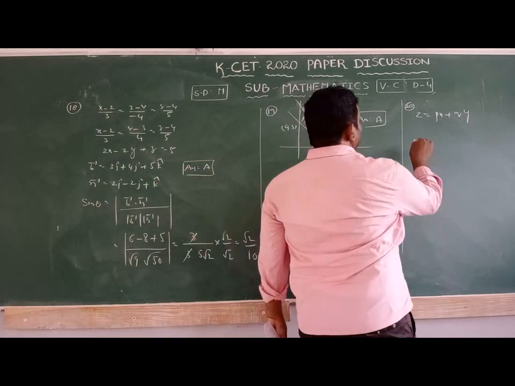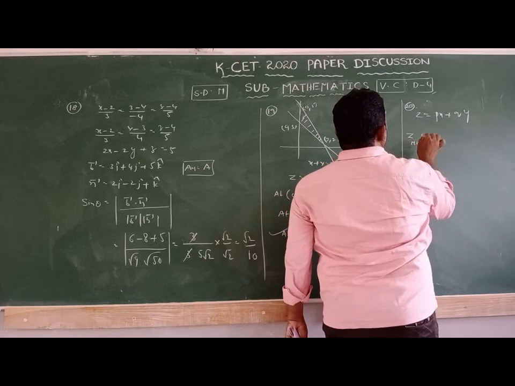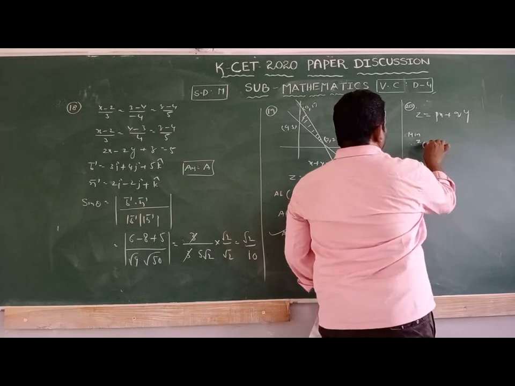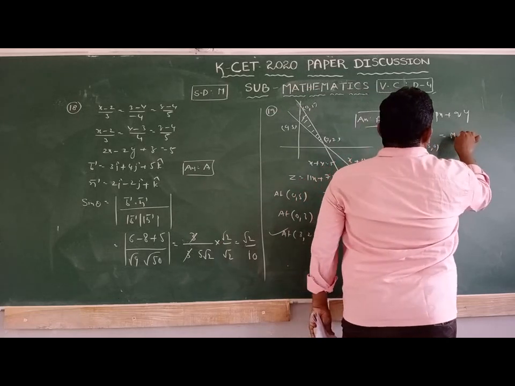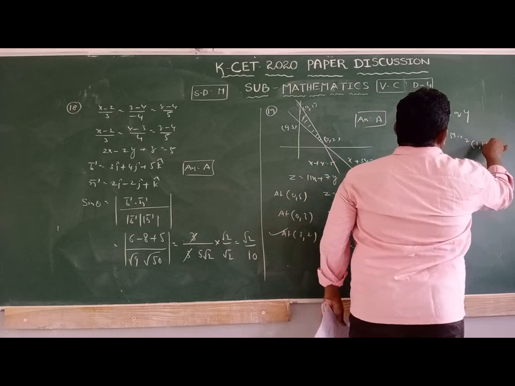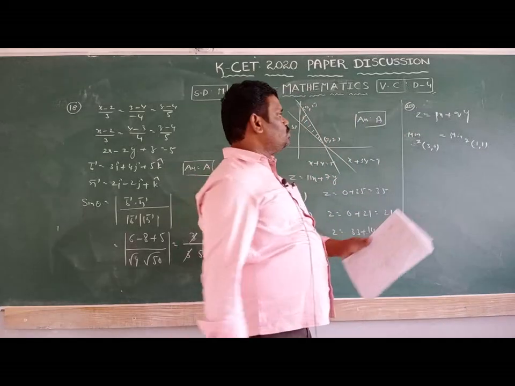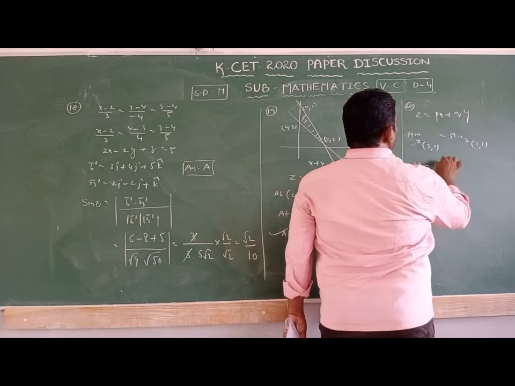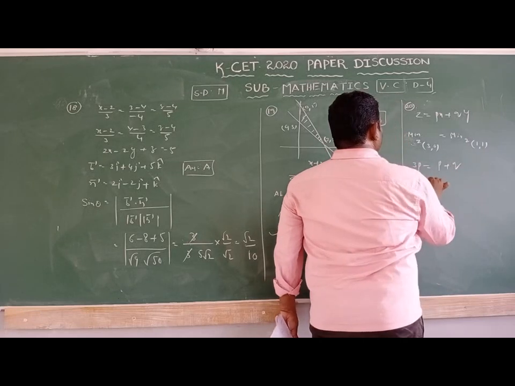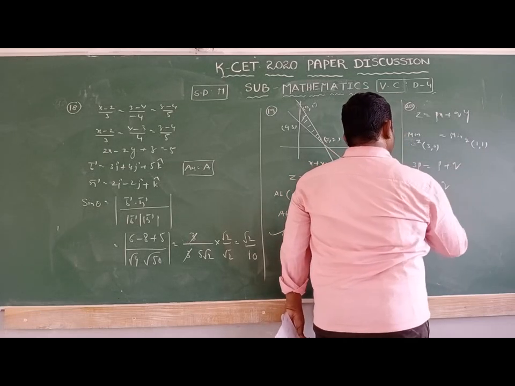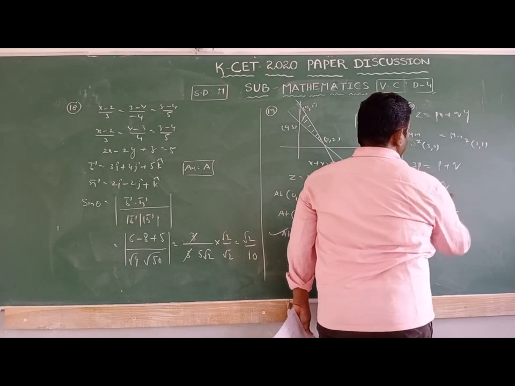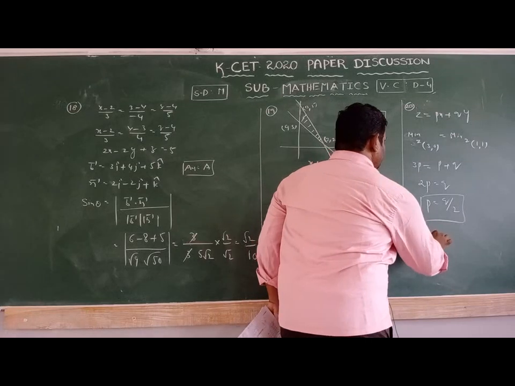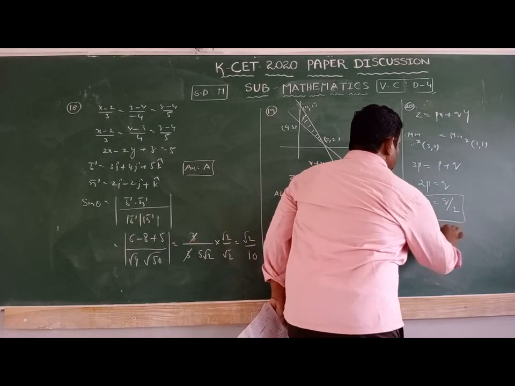So the minimum of z at 3 comma 0 is equal to the minimum of z at 1 comma 1. That's why here we substituted: 3p is equal to p plus q. So 2p is equal to q, p is equal to q by 2. So the answer is 3.